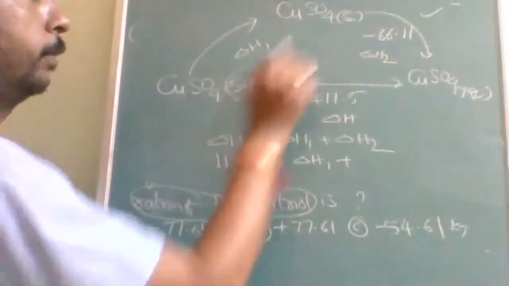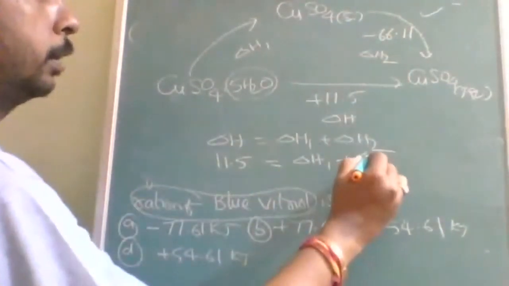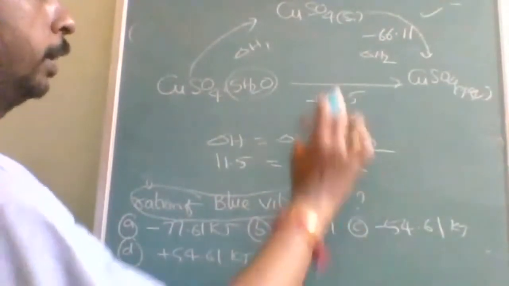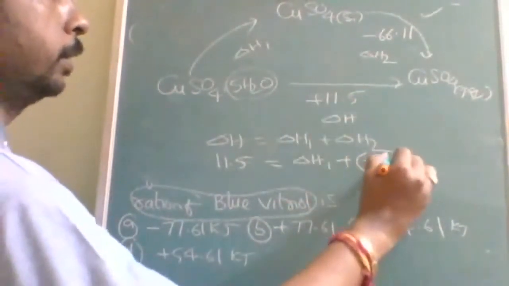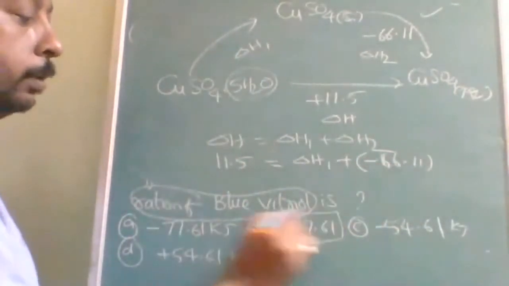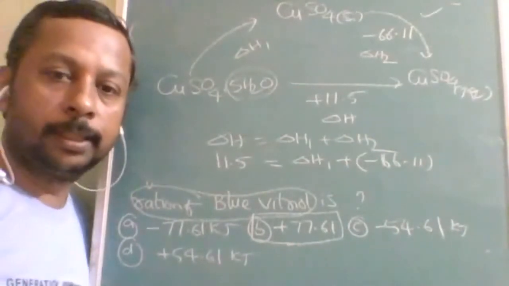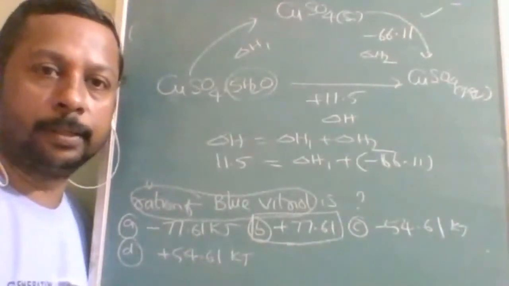Dehydration, that means water molecule must be removed, and delta H2 is given as minus 66.11. So once it moves here, this will be plus. So option B is correct. So answer is 77.61. Is it understood?